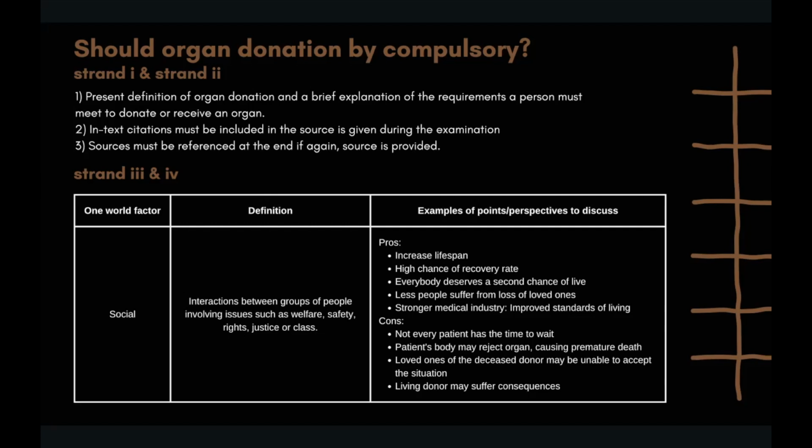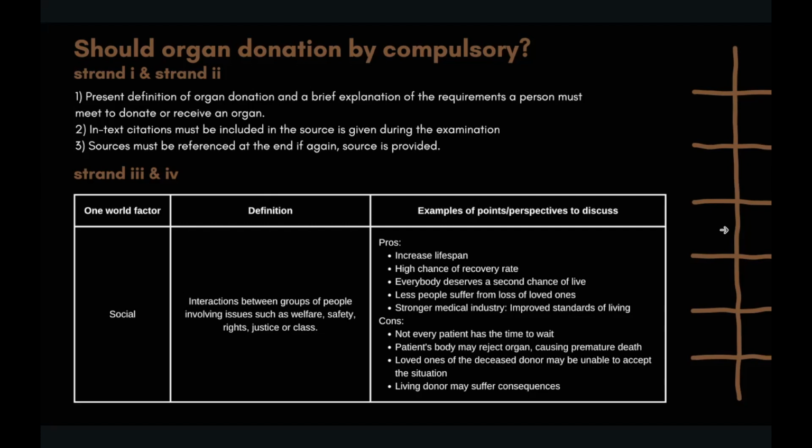Okay, starting off with social. So for Criterion D, you focus on both sides. You focus on advantages and disadvantages, because the command term used is usually discuss or evaluate. For discuss, there's no requirement to mention both advantages and disadvantages. But if the question says to evaluate, then you must include both advantages and disadvantages. But of course, the question itself will specify that.